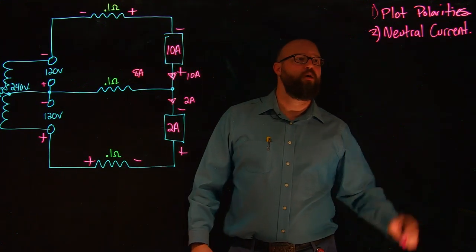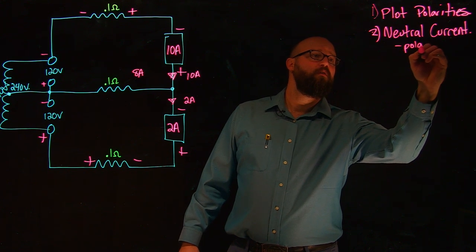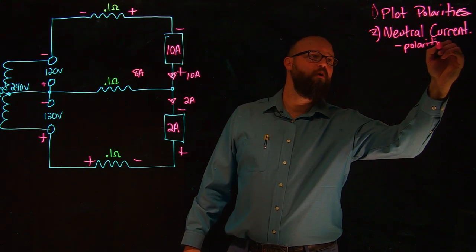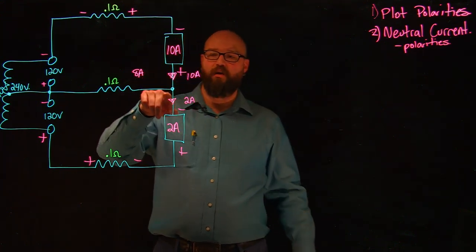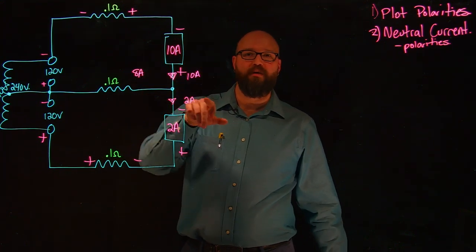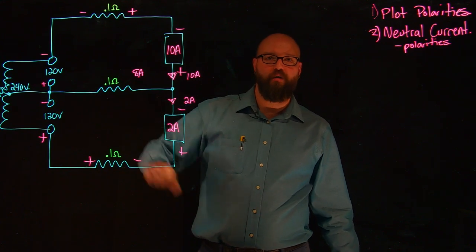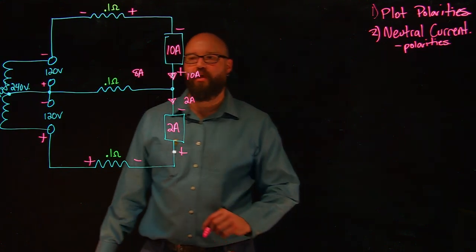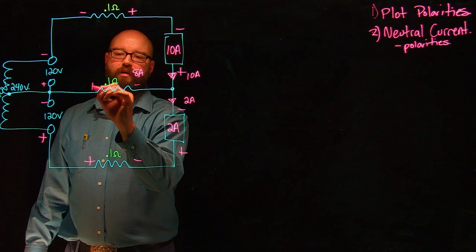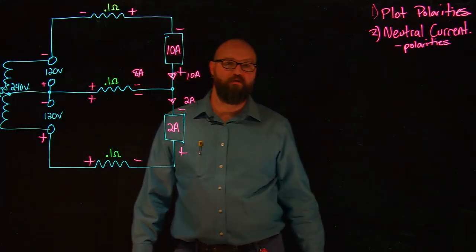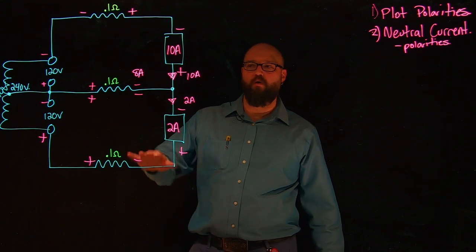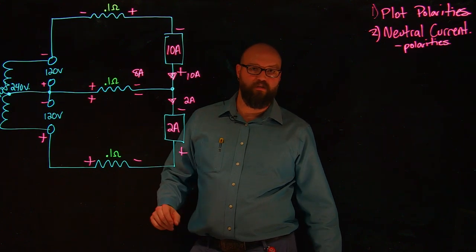Now what we're going to do is determine what the polarities are on our neutral. Okay, neutral polarities. If I have 10 here and I only require 2 here, that means that I must be giving 8 amps back to the supply. Okay? And according to electron flow, negative to positive, I'm going to put it on both sides, and I'll explain why in a minute when we actually get down to calculating load voltages. But for now, I'm going to put that polarity on both sides of the neutral.